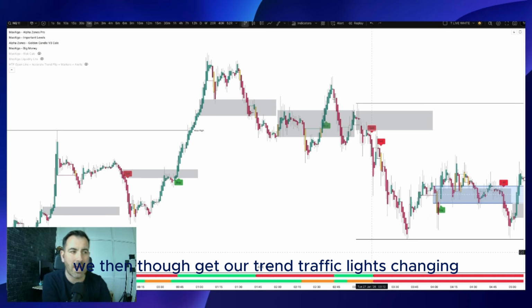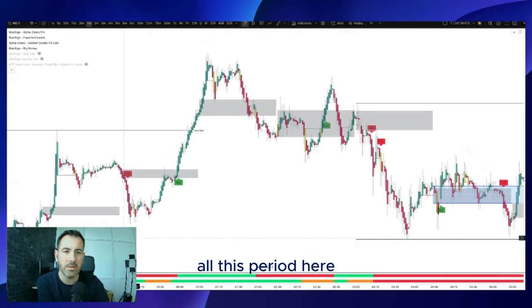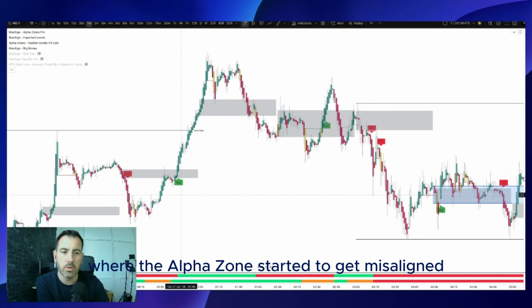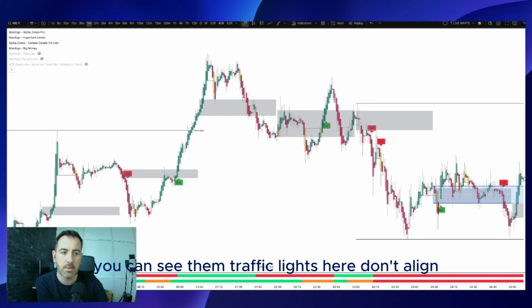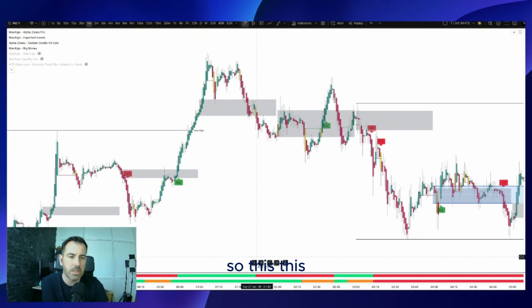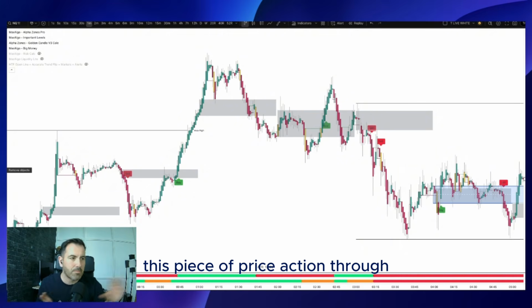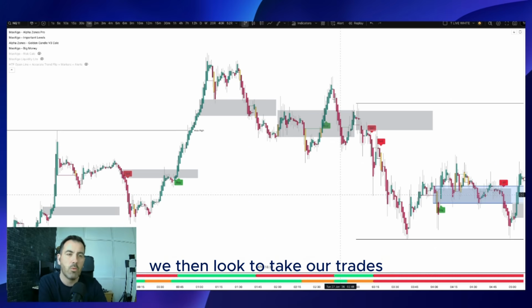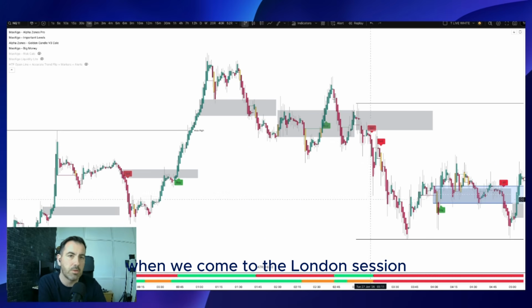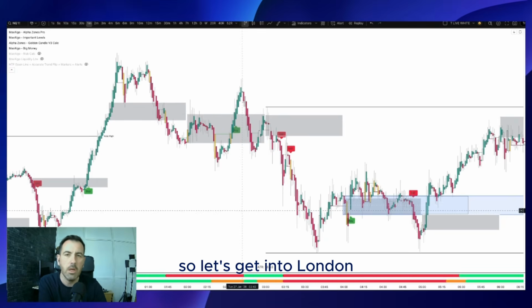We then, though, get our trend traffic lights changing. All this period here where the alpha zone started to get misaligned, where you've come down and it's not, and it's closed below, you can see the traffic lights here don't align. So this piece of price action through Asia is a great example of how and why we then look to take our trades when we come to the London session. So let's get into London.